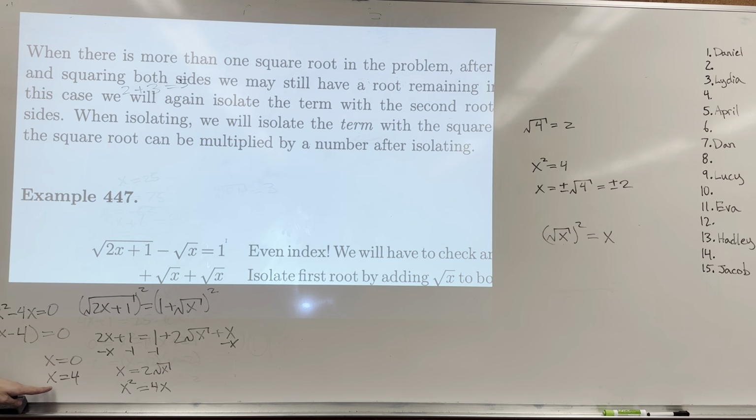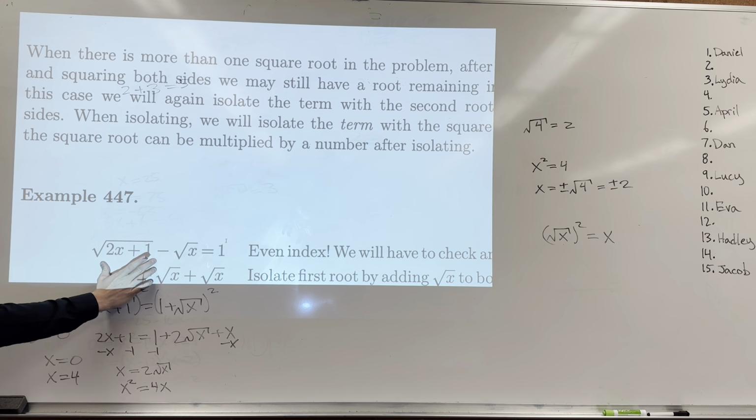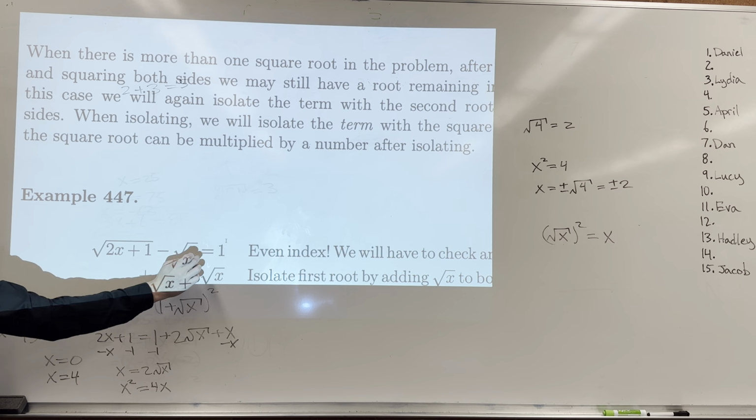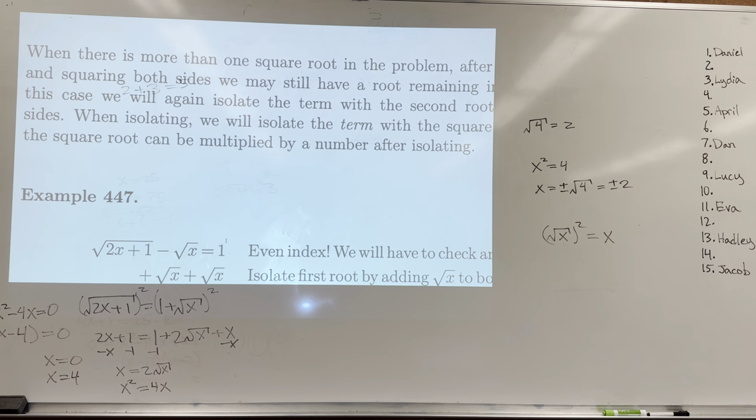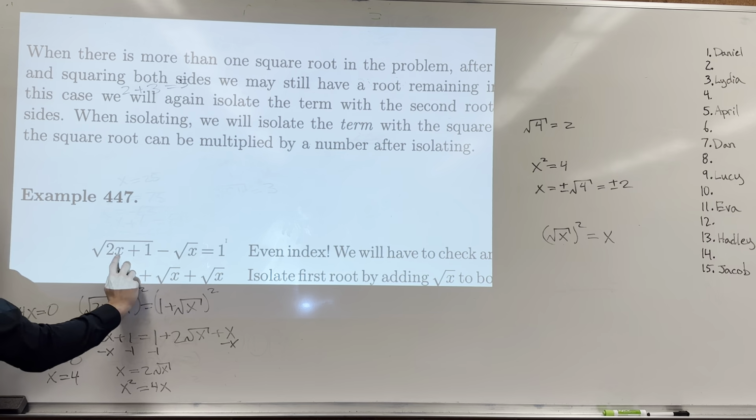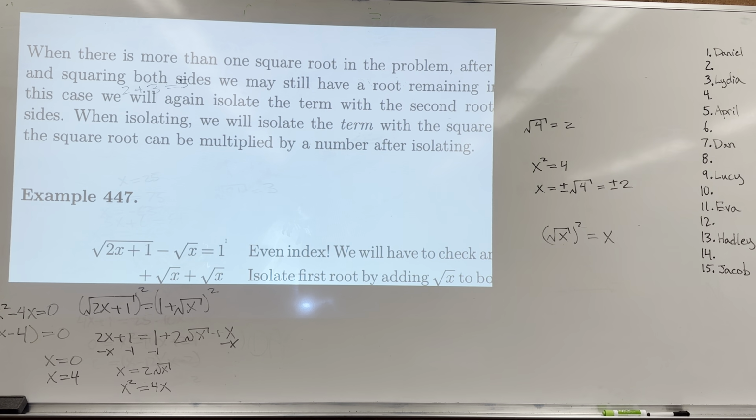Now, we have to plug those in to make sure that they work. That's a really quick check. Plugging in 0. 0 plus 1 is 1. Square root of 1 is 1. 1 minus the square root of 0 is 1 minus 0. 1 minus 0 is equal to 1. 0 works. Plug in 4. 2 times 4 is 8, plus 1 is 9. Square root of 9 is 3. Minus the square root of 4, so we got 3 minus 2 is equal to 1. They both work.